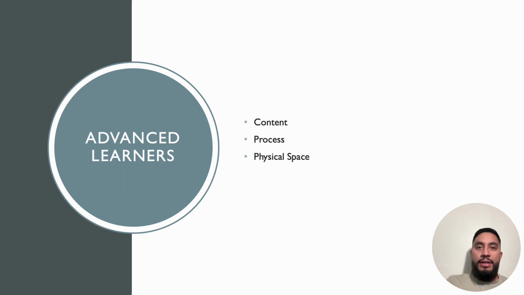And next, we're going to cover the process of how we can implement strategies with advanced learners. This means encouraging flexibility, encouraging small groups, and having activities that challenge the overall advanced learner. And then lastly, providing the appropriate physical space for the best autonomy for advanced learners.